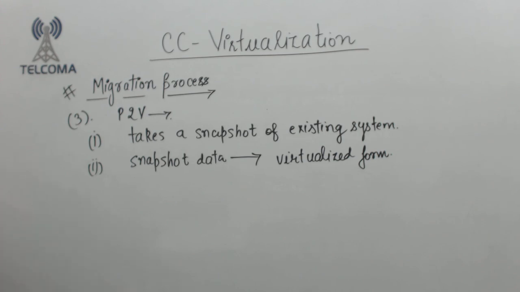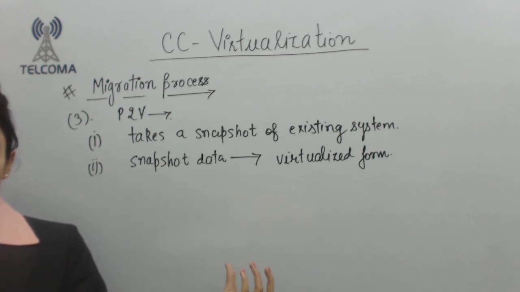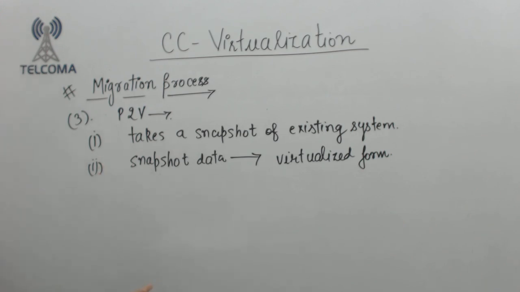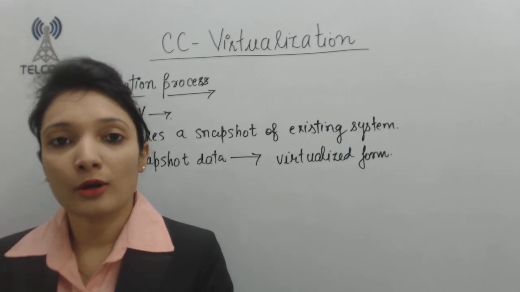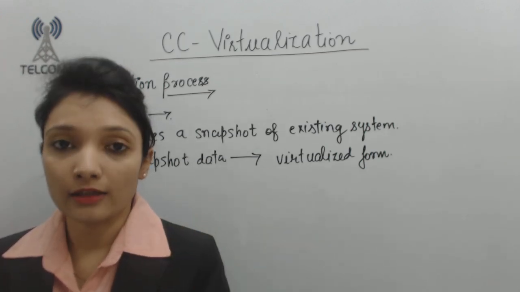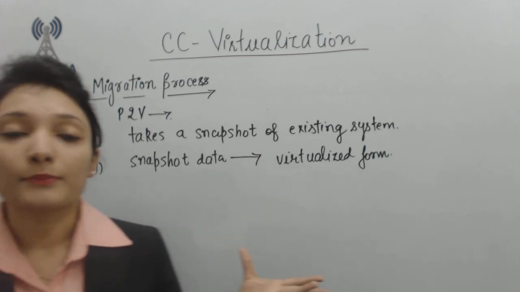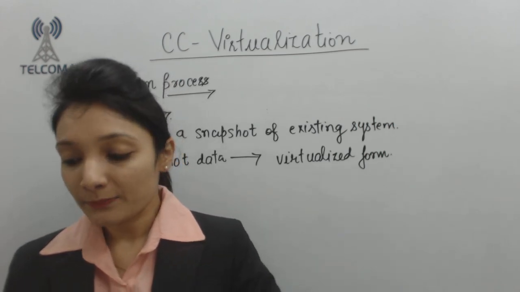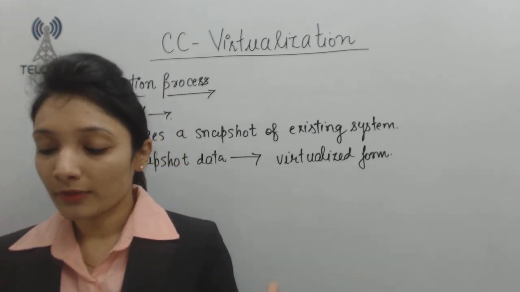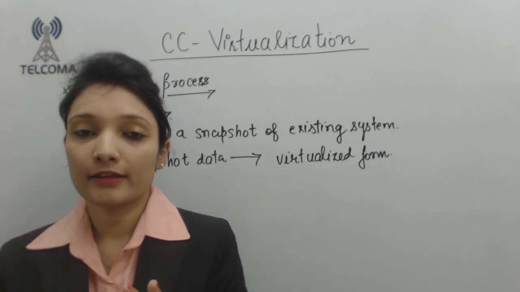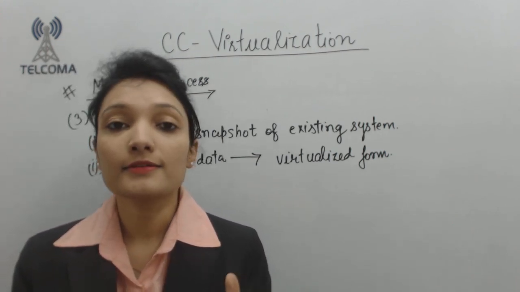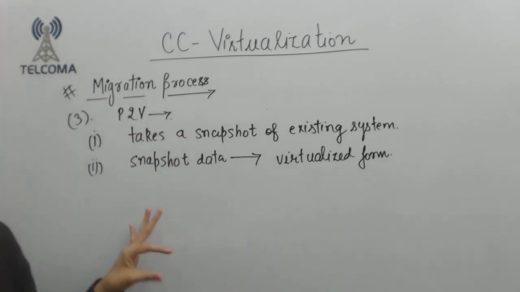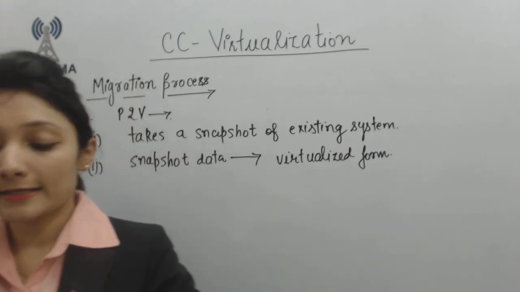For example, the virtual machine files are created from the snapshot information. We are taking the snapshot, and the virtual machine files are created from that snapshot information, and all of the data from the snapshot is encapsulated into a virtual hard drive. After this step, we have the virtualized files.